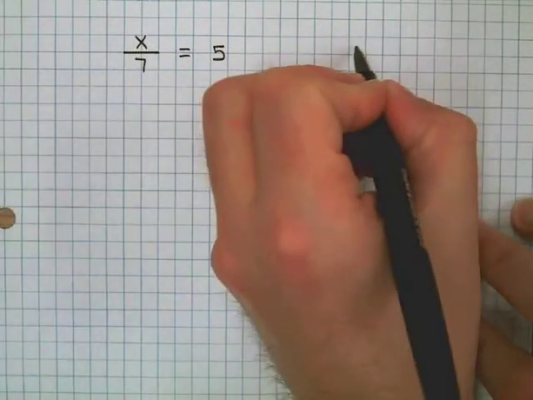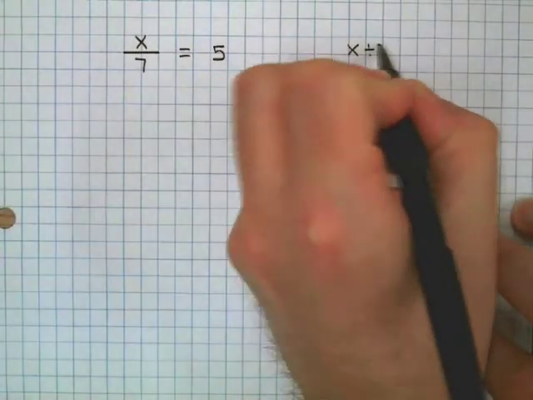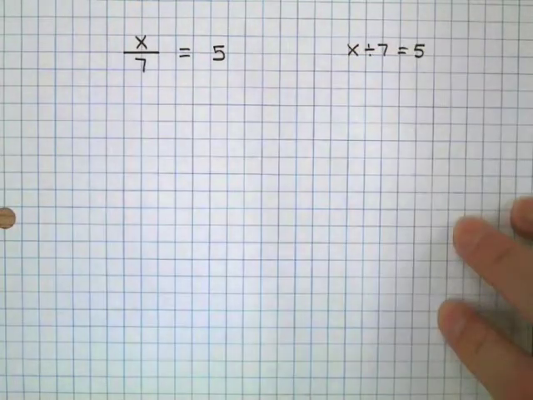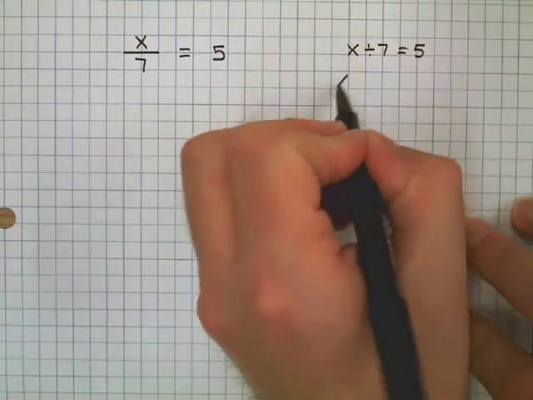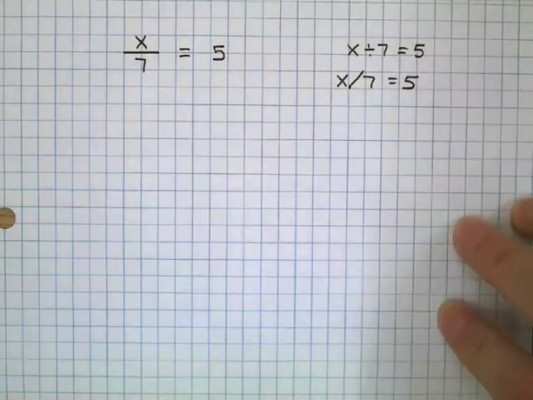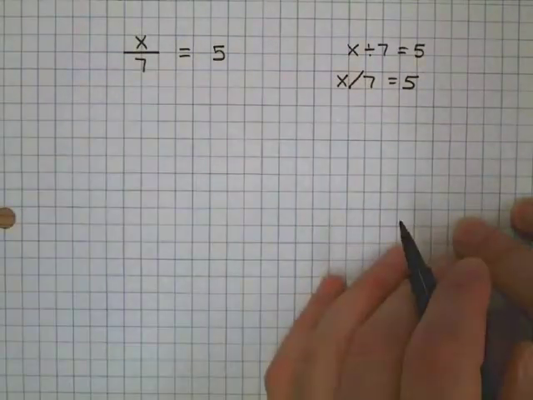I could write the same problem like this, and it would be the same thing. It's just another way. Another way you might see it is like this. All three of those are the same way of writing that division. So when we see this, we want to think division.